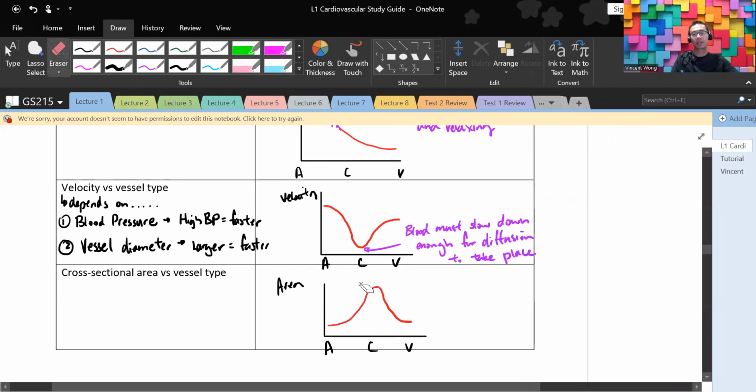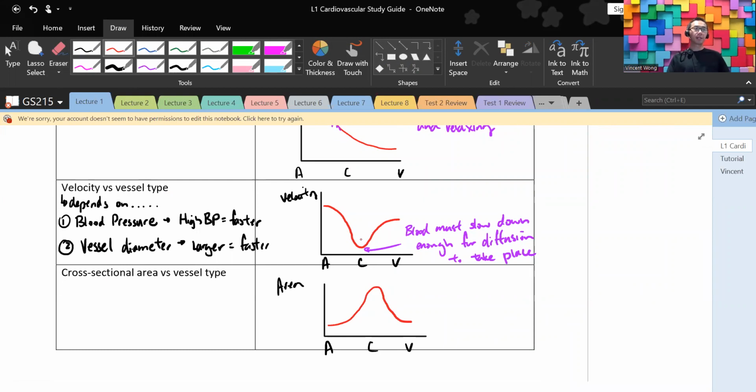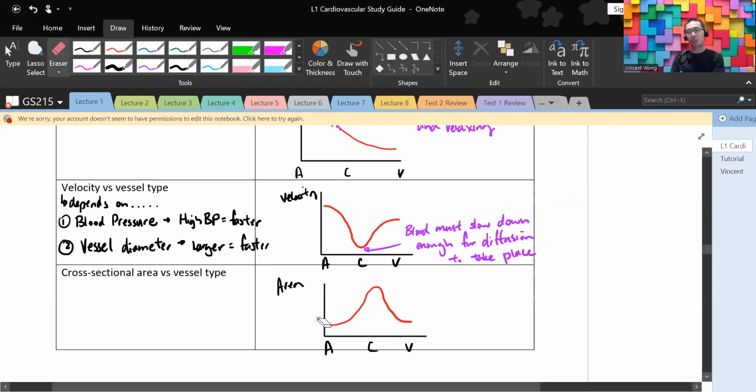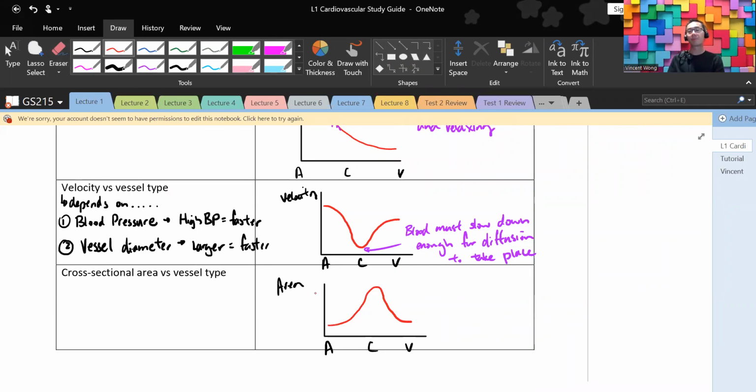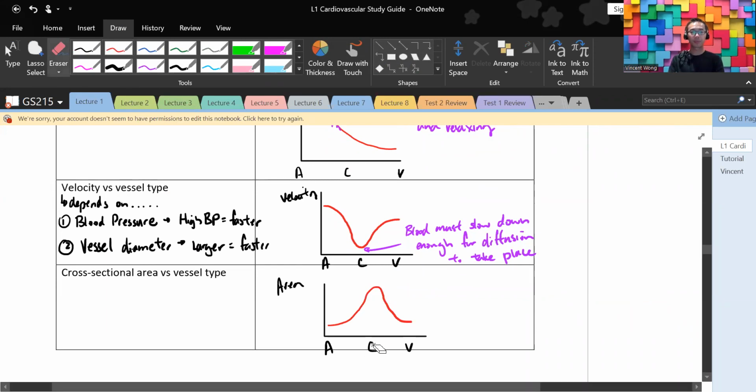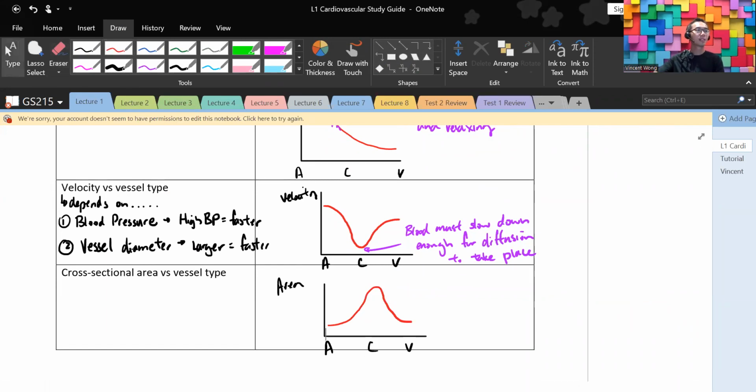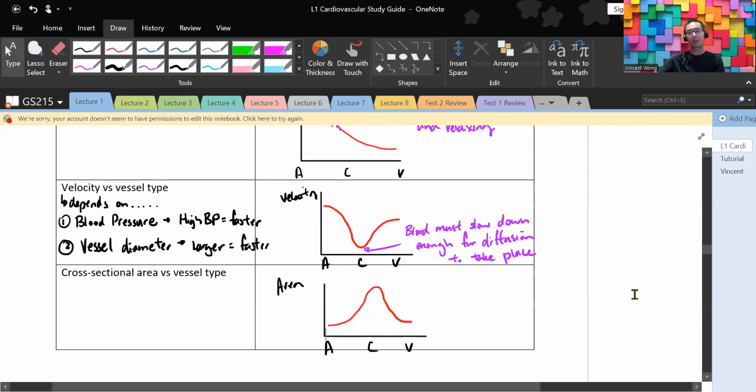Okay, so capillaries, if you take into account all the capillaries you have in the body, they would cover the most area. The arteries, they are big, but you don't have a lot of them, right? So collectively, they do not cover as much area as capillaries. Okay, so those are the three graphs related to what we're talking about. All right. Moving on.